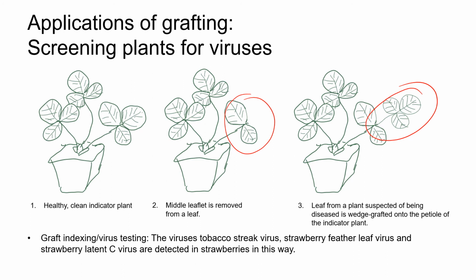The grafting technique used is usually a wedge graft, which involves making a vertical cut down through the exposed petiole, then shaving two sides of the petiole of the suspect leaf to expose the vascular tissue, then inserting it into the cut or the wedge on the indicator plant. A small plastic clip is used to hold the two together.